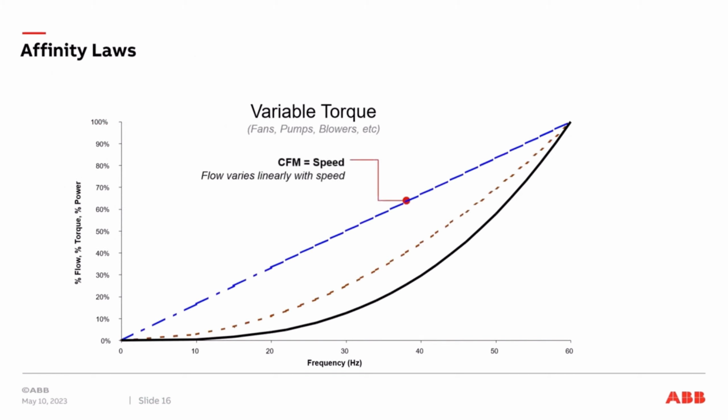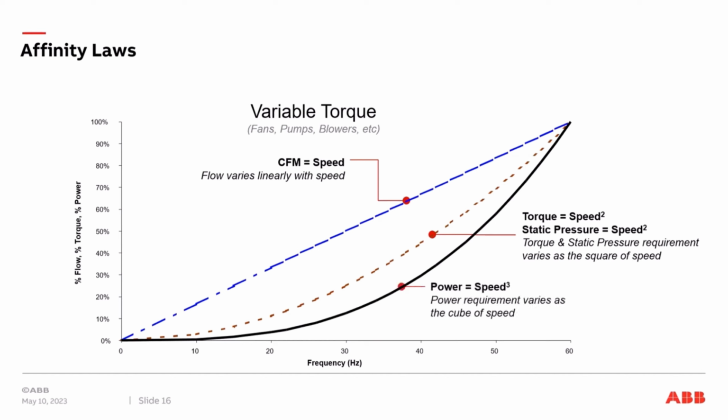CFM and speed: flows vary linearly with speed. Therefore, the faster you speed up, the more CFM you get. As you slow down, the less you get. But your torque, or your static pressure, is speed squared. Now, the big part is power is speed to the cube. Power requirements vary as the cube of speed.